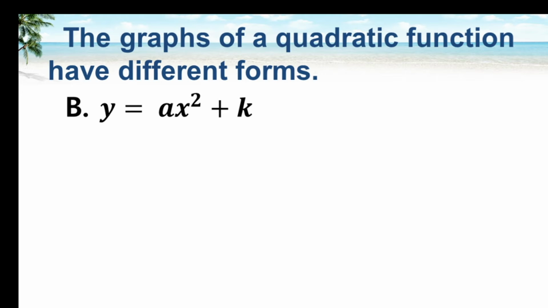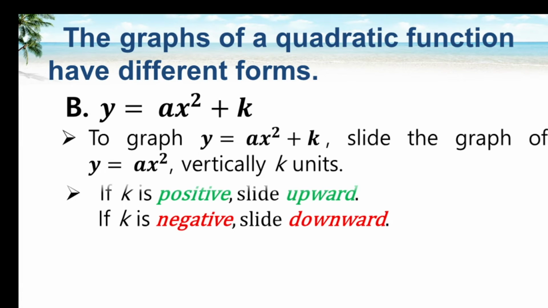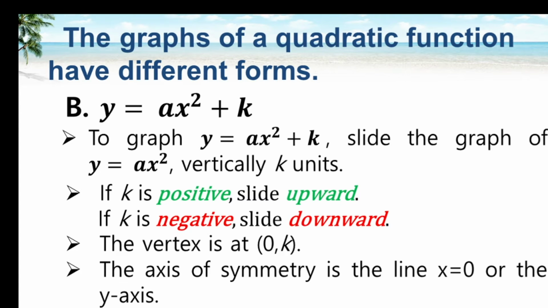The second form is y = ax² + k. To graph y = ax² + k, slide the graph of y = ax² vertically k units. If k is positive, slide upward. If k is negative, slide downward. The vertex is at the coordinates (0, k). The axis of symmetry is the line x = 0 or the y-axis.